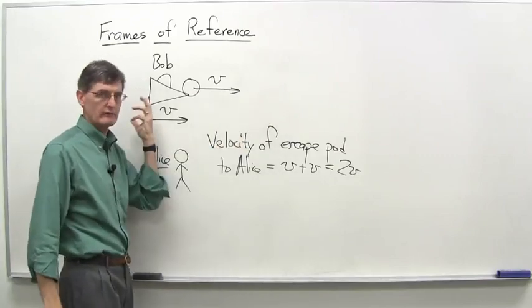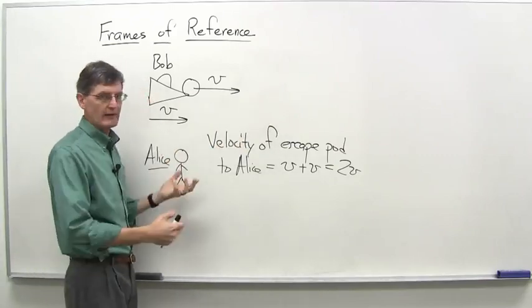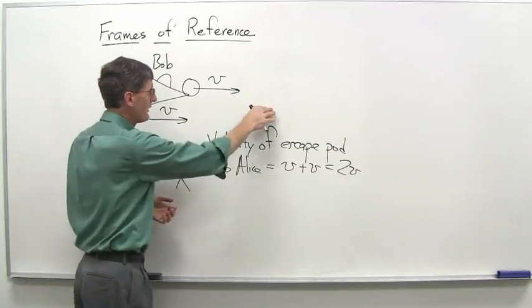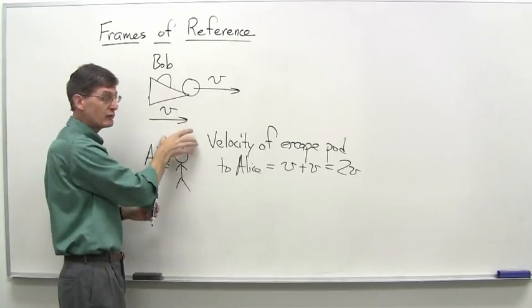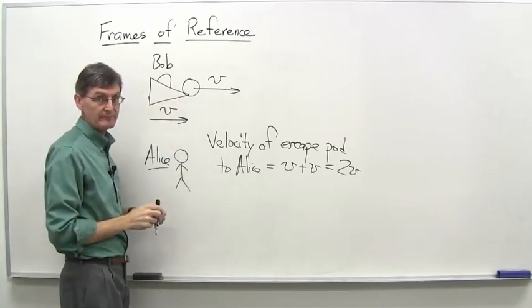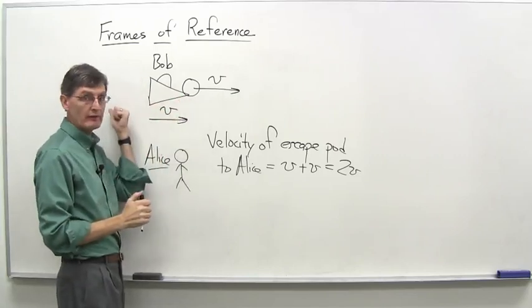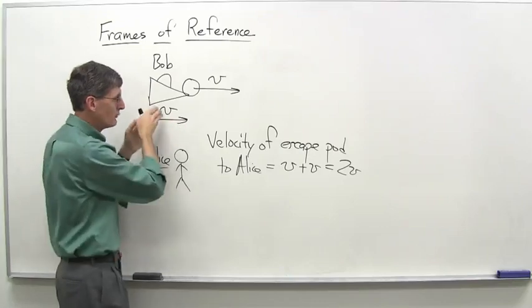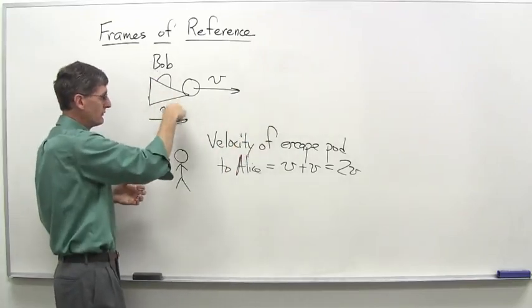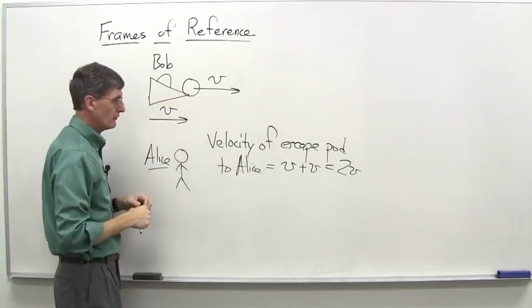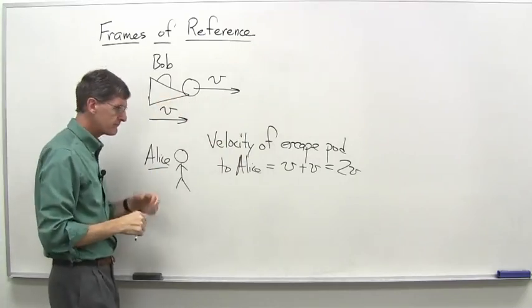Or again, if it's going in the other direction, it would cancel out. So if Bob was moving with v this way and he shot the escape pod the other way at velocity v, the escape pod to Alice would just sit there. Again, to Bob, it'd still be going away from him, but to Alice, the movement of the spaceship that way plus the escape pod that way would mean the escape pod would just sit here in her frame of reference.